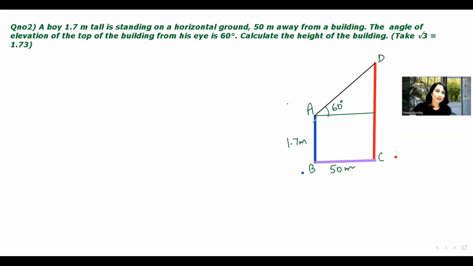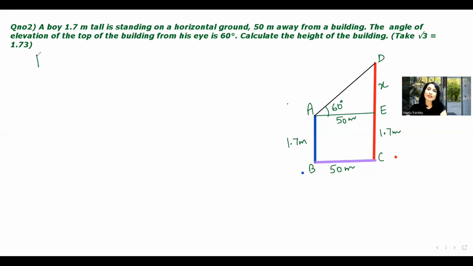So now if you see carefully, the height AB of the boy, 1.7 meter, a sort of rectangle is forming, and we know in a rectangle opposite sides are equal. So let us name this as E. So AE will be equal to BC, so you can take this as 50 meters. Same, AB will be equal to EC, so this is also 1.7 meters. So if we are able to find the distance DE, we can easily find the height of the building, because the height of the building will be DC. DC will be DE plus EC. So let DE be X.